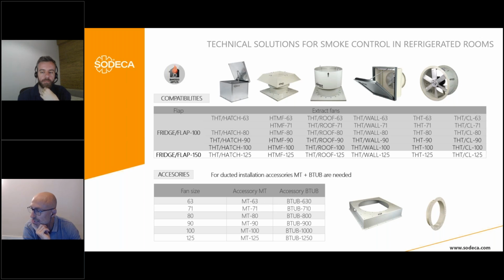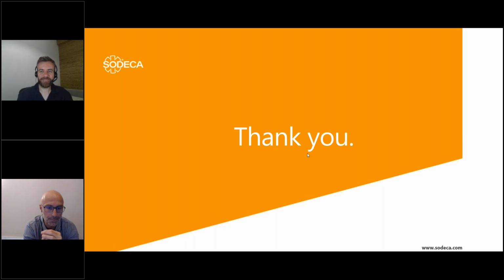This is the MT, in case you want to connect the fridge flap to a circular duct. And we also have this B-tube, so you can connect both. First, this MT to the fridge flap, and then the B-tube to the MT, and then you can easily connect the circular duct to this B-tube. And that's all for my part.